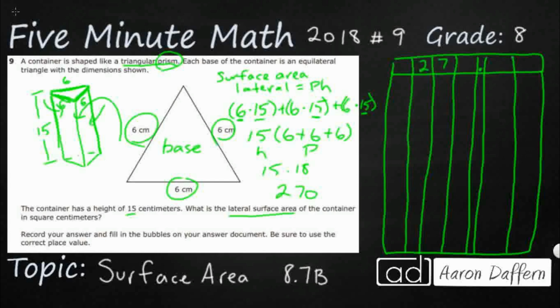We don't write numbers like that. You just put your 270 in right there. Make sure we're bubbling in the 2 and the 7. We don't need anything in the thousands place. You don't need to worry about the plus or minus, because if you don't bubble those in, it's assumed to be positive. And so there's your answer, 270 square centimeters.